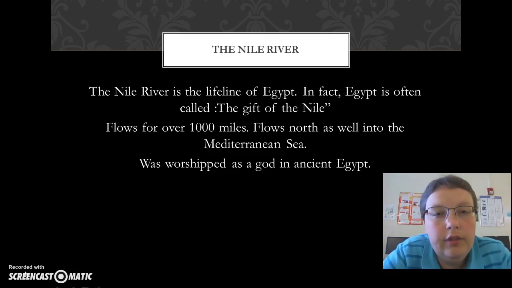The Nile River flows into the Mediterranean Sea and was often worshipped as a god in ancient Egypt. They would have temples, offerings, holidays, calendars, all based around the Nile River. The calendars were not only religious calendars, but also agricultural calendars that would help people know when the rivers were going to flood.